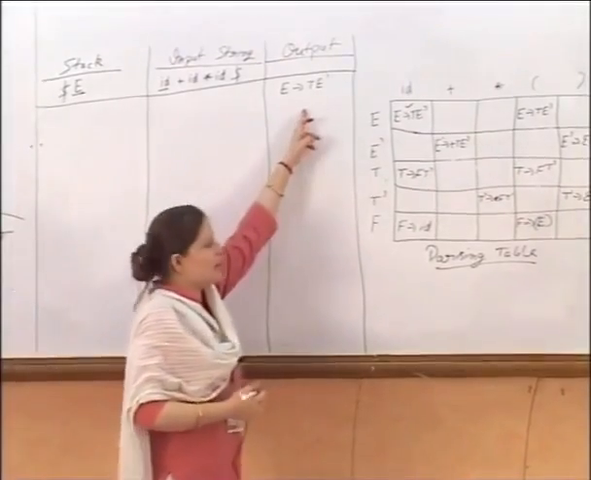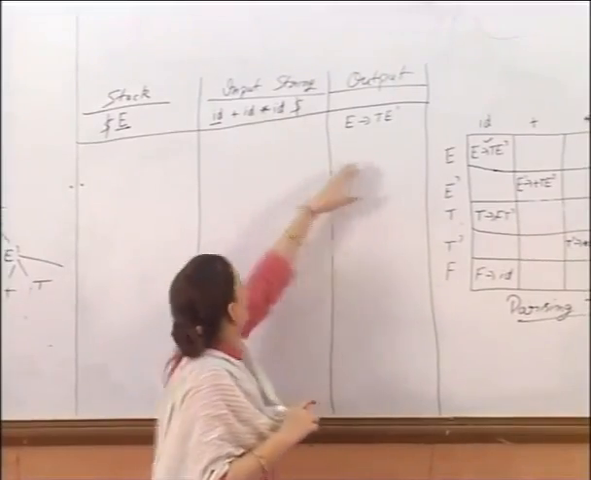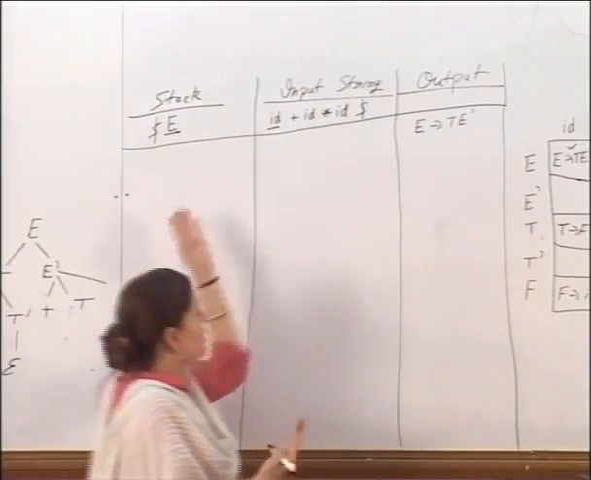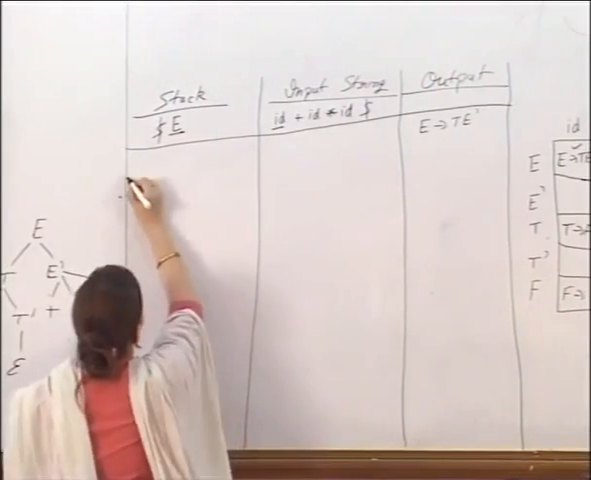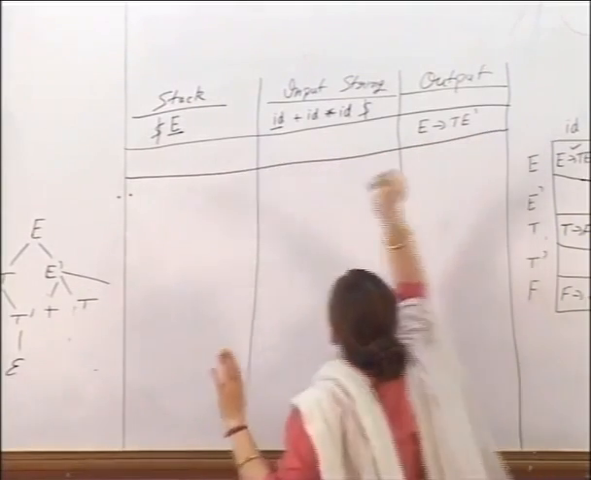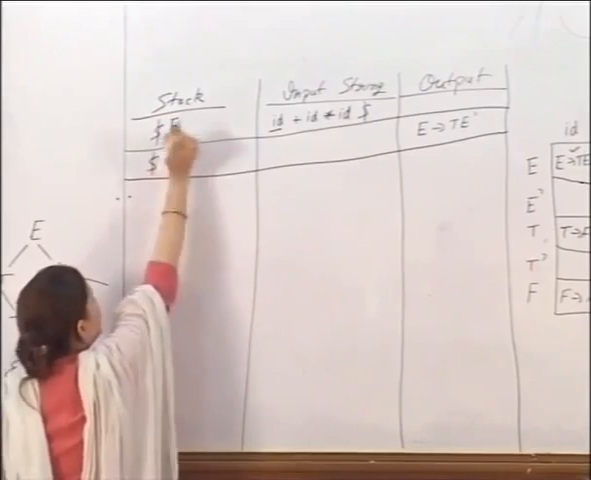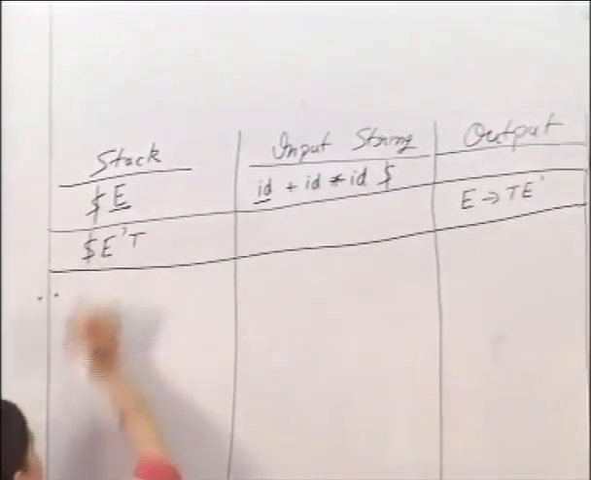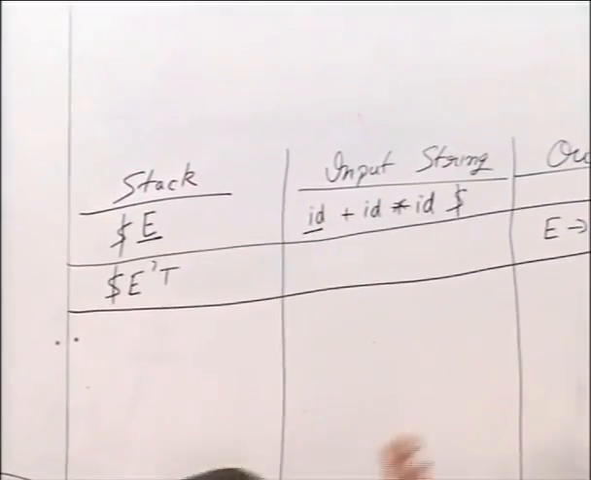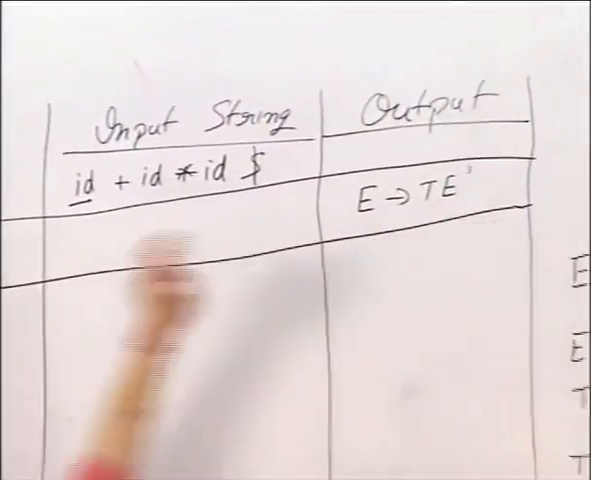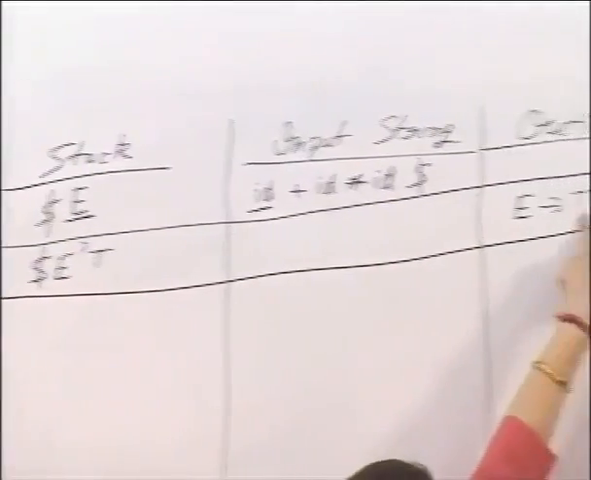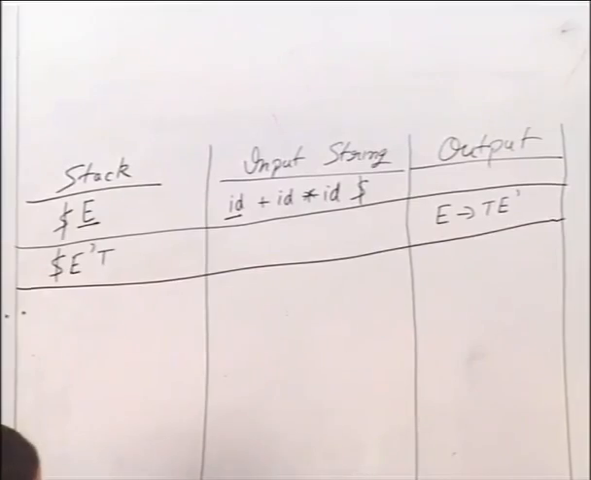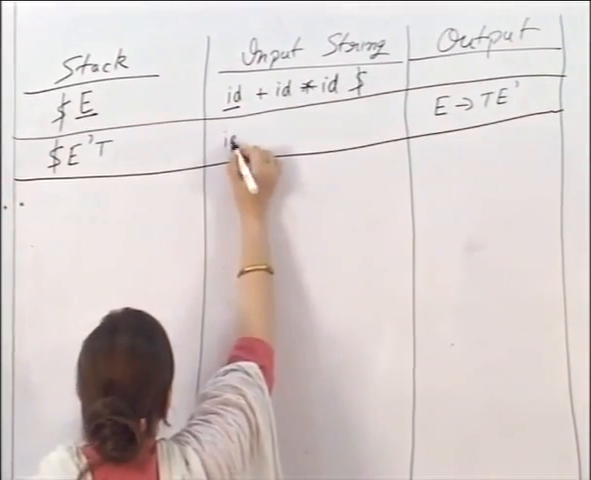Now for this production, as we have seen in the algorithm, we will pop this capital E from the stack and we will push the right hand side of the production onto the stack after reversing it. So for reversing it, pop this capital E from the stack and reverse it. Then this will be pushed as E dash, T. I hope it is clear that E dash will firstly be entered and then followed by capital T. Now again check the same for the first input character, that is ID.